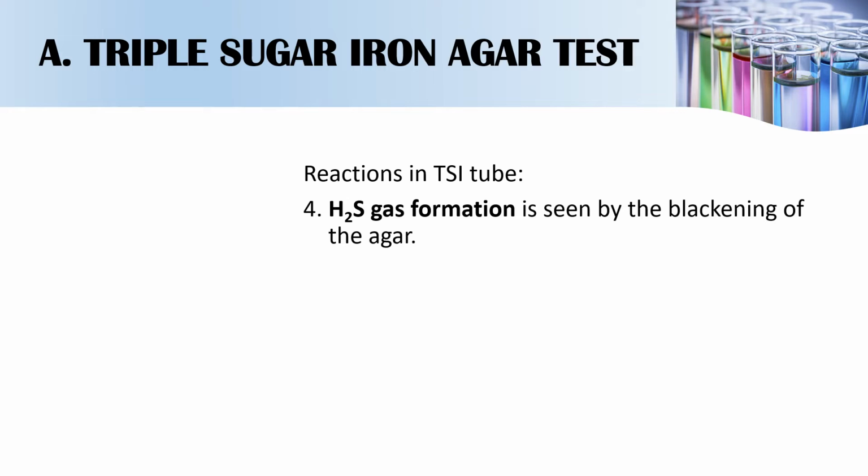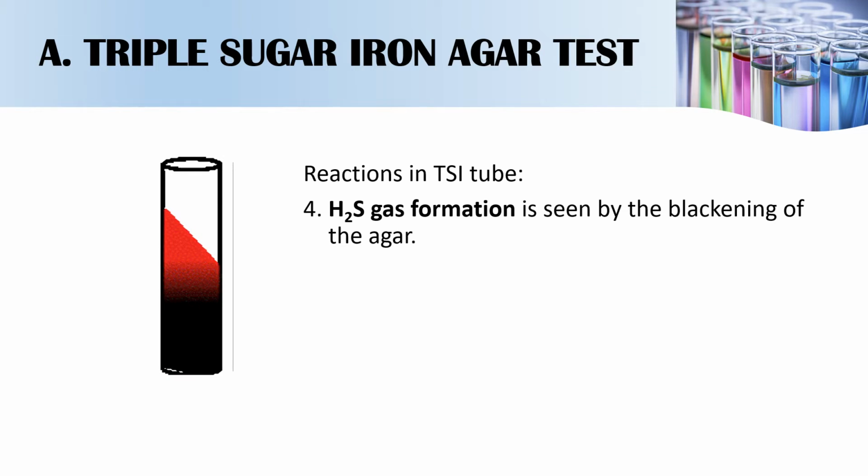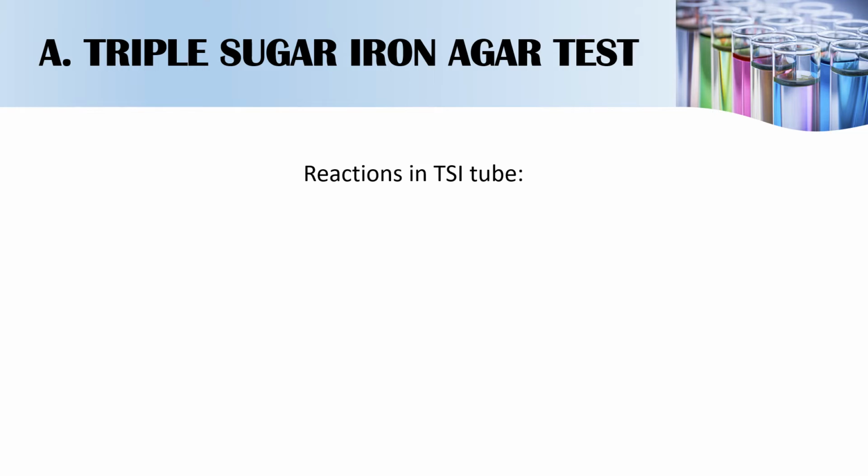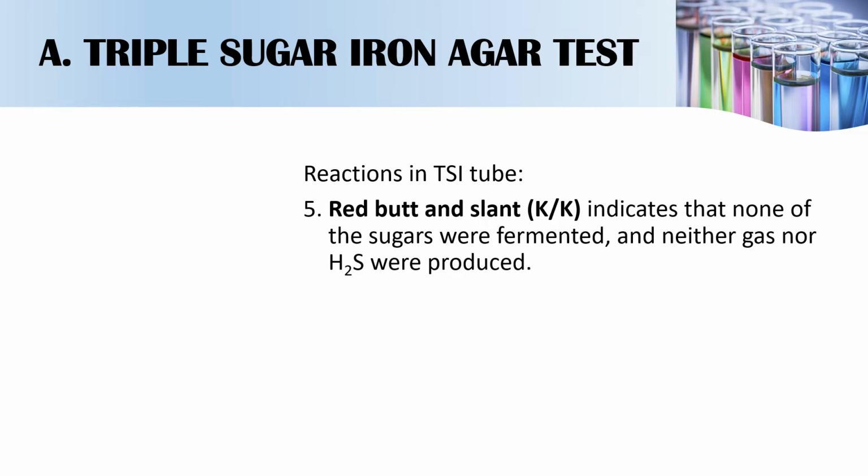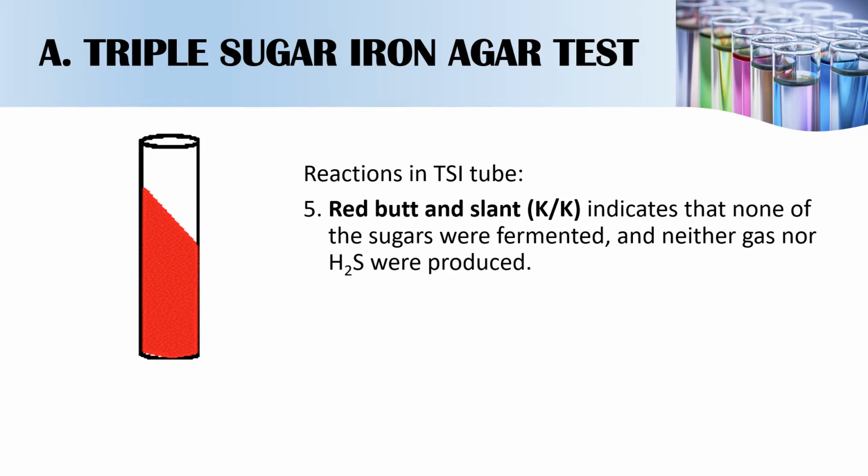H2S or hydrogen sulfide gas formation is also detected by the formation of black precipitate. If there is a blackening in the agar, it means that the organism is H2S positive. For the last reaction, we have a red butt and slant. Both are red and it is written as K over K. It indicates that none of the sugars were fermented and neither gas nor H2S were produced.